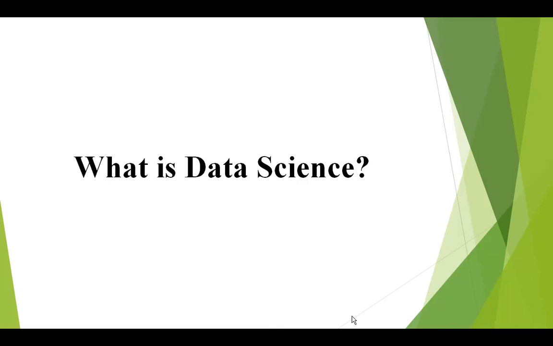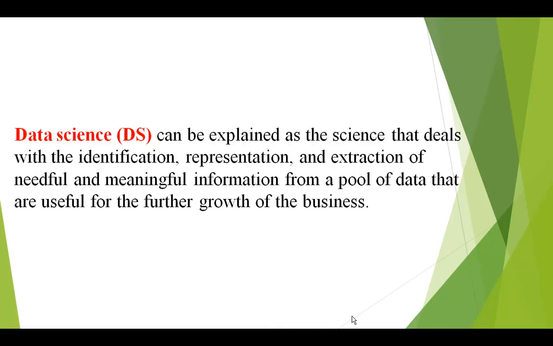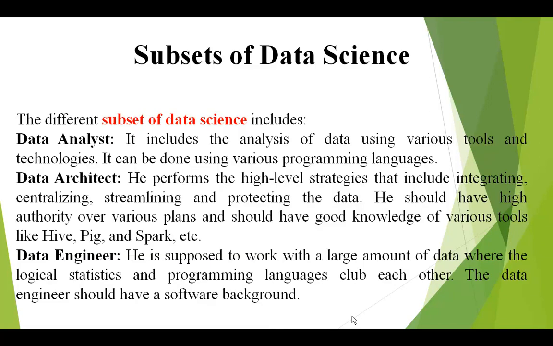First element, what is data science? Data science, DS, can be explained as the science that deals with the identification, representation, and extraction of needful and meaningful information from pool of data that are useful for the further growth of the business. Second element, what are the subsets of data science?